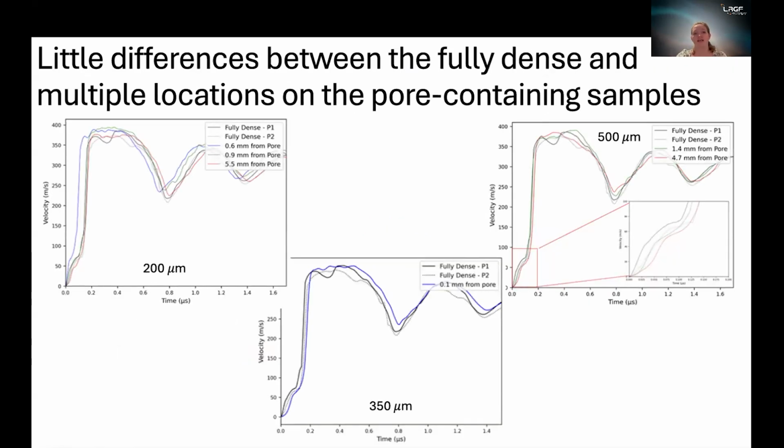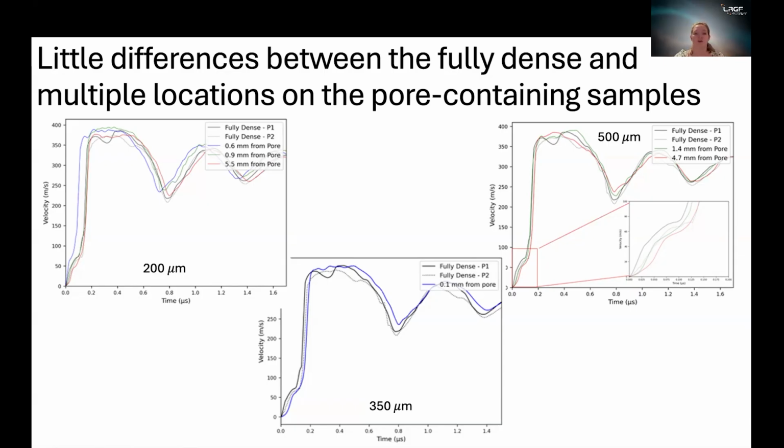So we'll start off by discussing the velocity profiles that were collected for each of these samples. In black in each of these graphics, we have the fully dense material. This is a sample that does not have any pre-existing pores placed in it, to compare to the pore-containing samples. And on each of these pore-containing samples, there were multiple PDV probes placed on the back surfaces to calculate a velocity profile for different distances from these pre-existing pores, to hopefully isolate the effects of the pore farther from the pore, where we expect there to be less effect from the pore, versus right next to it.